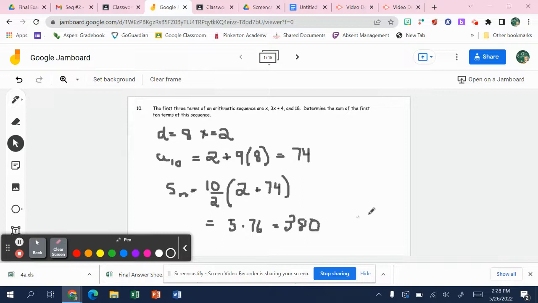And that's how you find the sum of the first 10. If you have any questions, let me know.